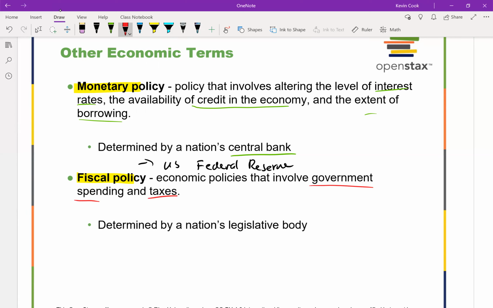So it's something that the government spends money on, then we collect taxes. This fiscal policy is mainly going to be determined by our legislative body, which for us is the Congress. So it has to go through the House and the Senate, or the Senate and the House. Whoever thinks of it first gets to think of it first. So in the U.S., this makes it through Congress and then it would be signed by the president.